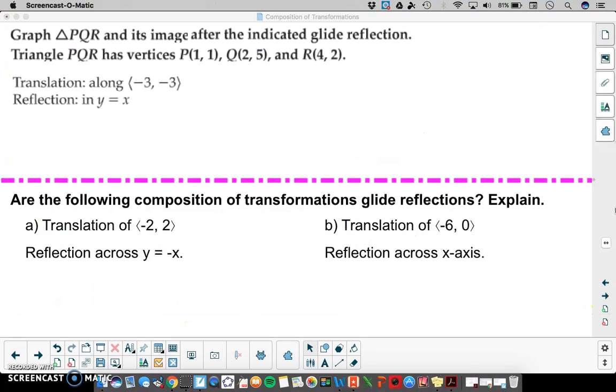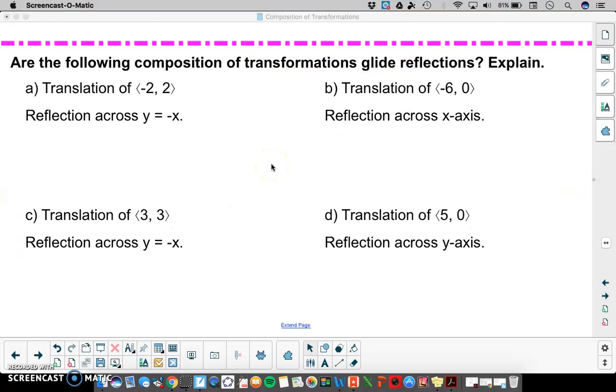Here we have some practice problems. You're going to perform the glide reflection on triangle PQR with vertices (1, 1), (2, 5), and (4, 2), a translation along the vector <-3, -3>, and a reflection across the line y = x. For these 4 down here, you're going to tell me whether or not these are glide reflections. So we have a composition of transformations on each one of these, a translation, then a reflection. You need to tell me whether or not we could call these glide reflections and explain your reasoning.